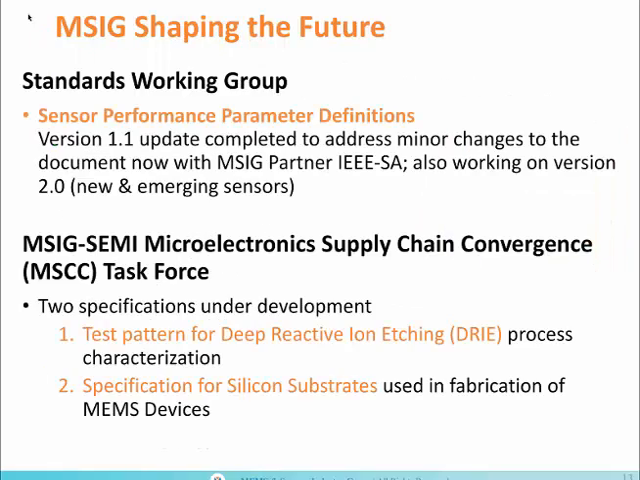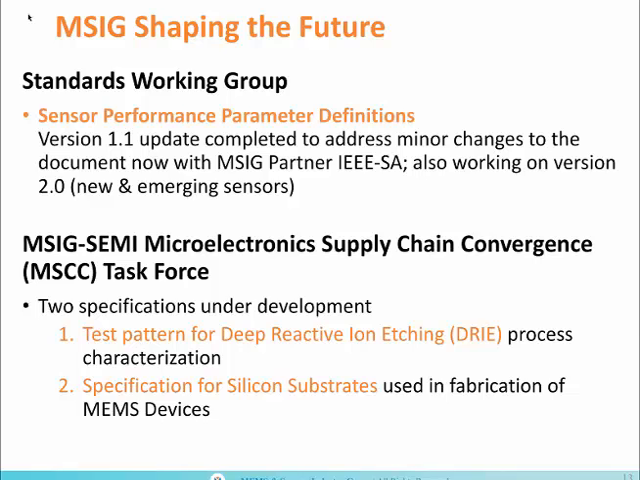Next slide is a view of what we do in terms of our work on standards and our working groups. As Lloyd mentioned, the IEEE 2700, we are really proud to have been the instigator for that, and it's the sensor performance parameter definitions. We are actually in the process of updating the original standard with a version 1.1, and we are also working on 2.0, which is talking about new and emerging sensors like gas sensors and things of that nature. So it's an exciting time to be working in MEMS and sensors, and particularly with standards. And then also we have a task force we formed with SEMI many years ago, and these are talking about two test specifications: test patterns for DRIE, which is deep reactive ion etching, and specifications for silicon substrates.